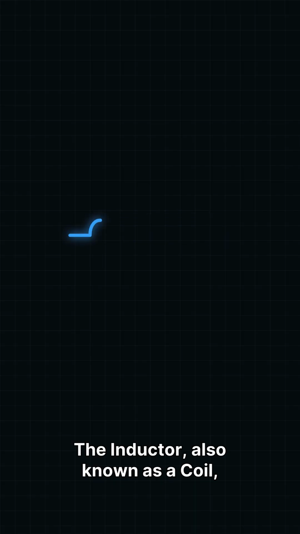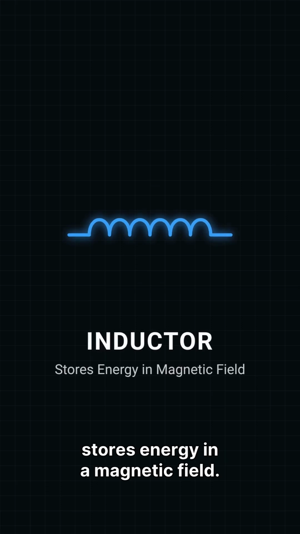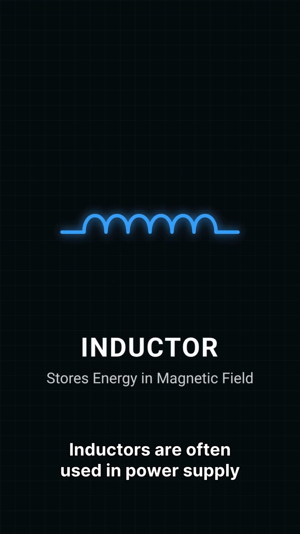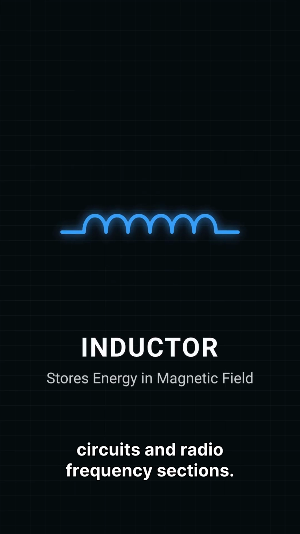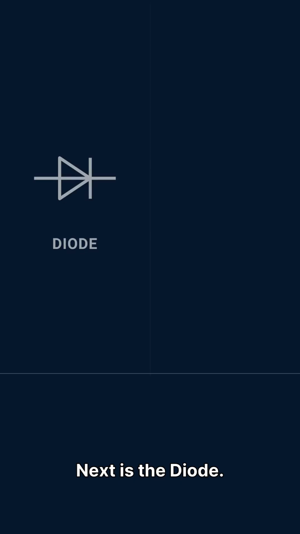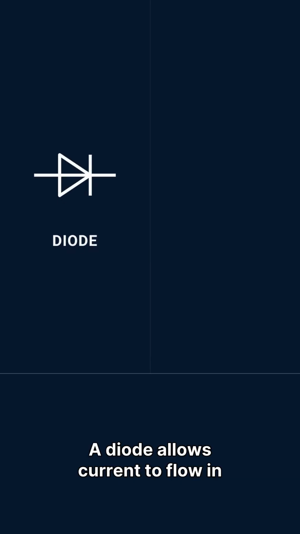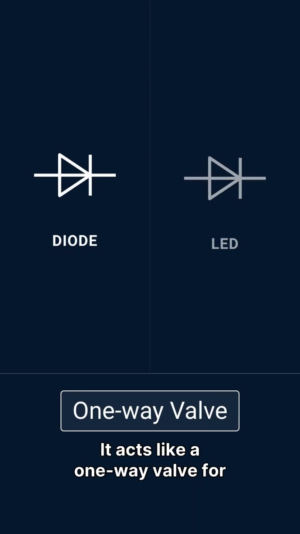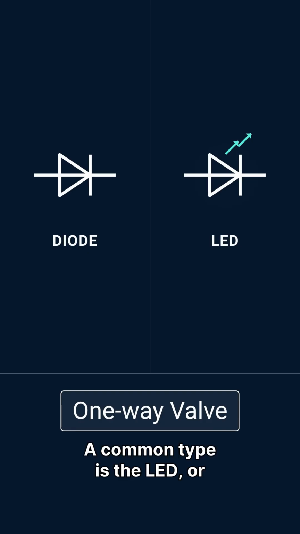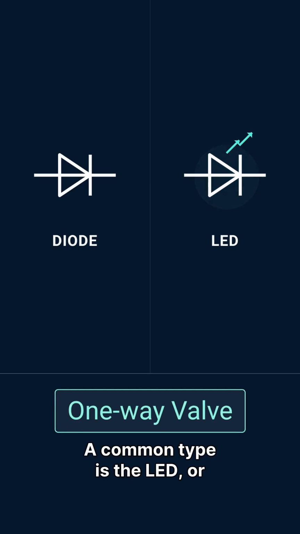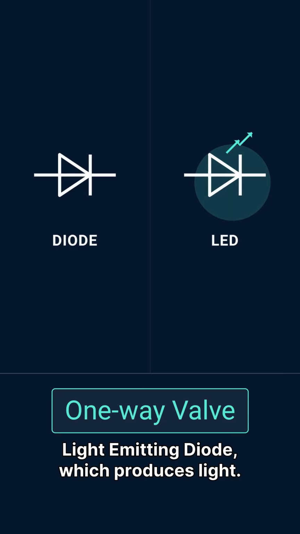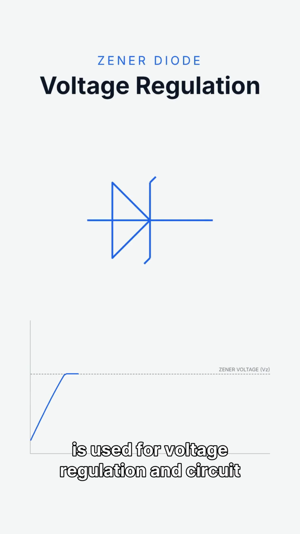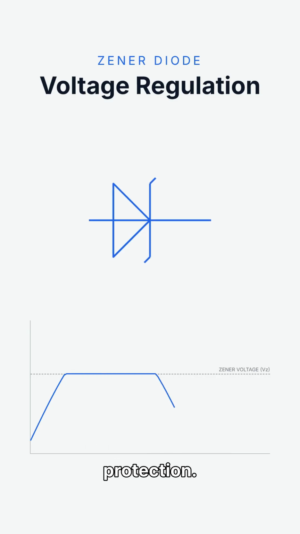The inductor, also known as a coil, stores energy in a magnetic field. Inductors are often used in power supply circuits and radio frequency sections. Next is the diode. A diode allows current to flow in only one direction. It acts like a one-way valve for electricity. A common type is the LED, or light-emitting diode, which produces light. Another type is the Zener diode, which is used for voltage regulation and circuit protection.